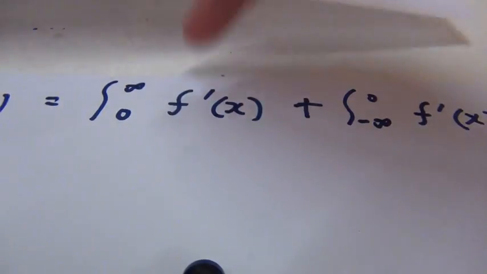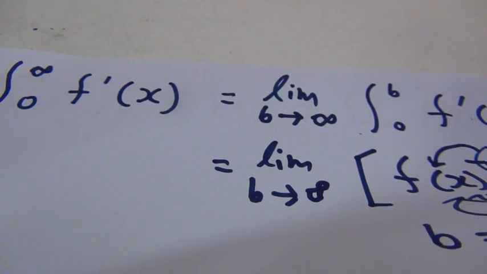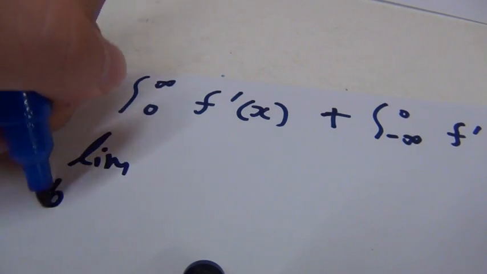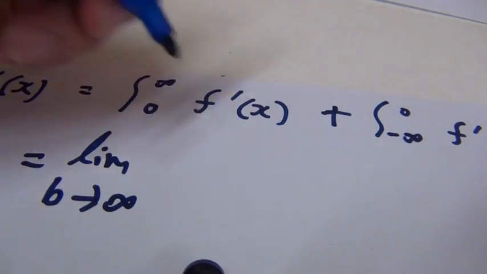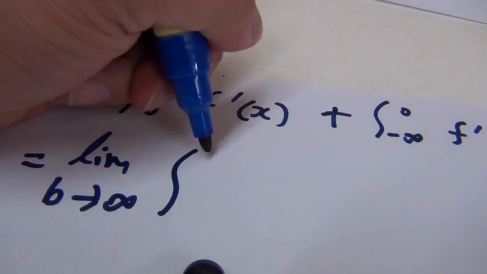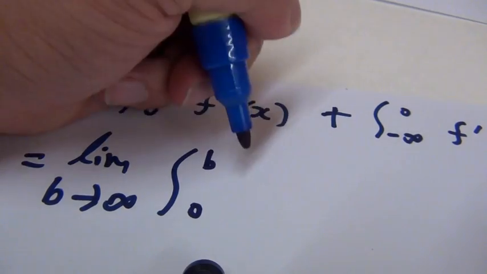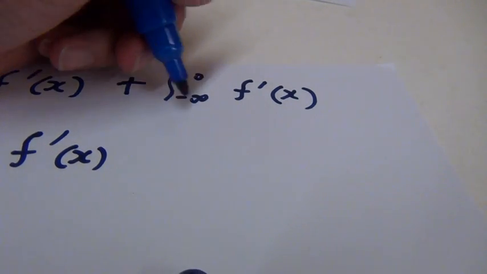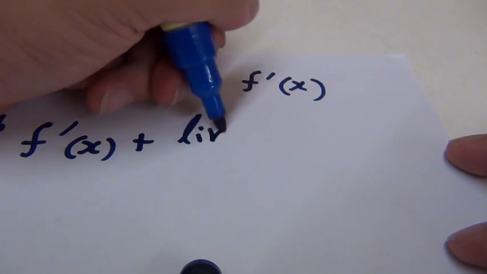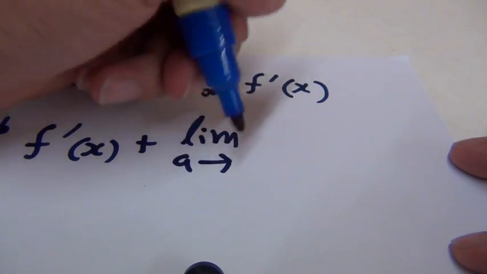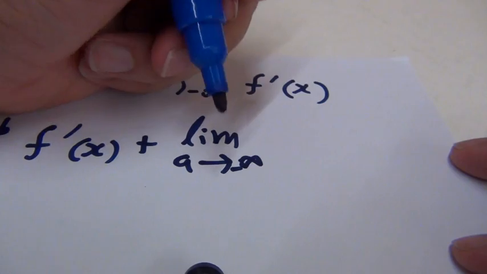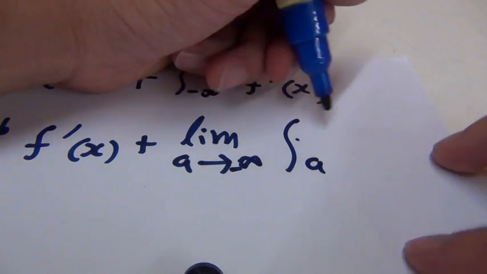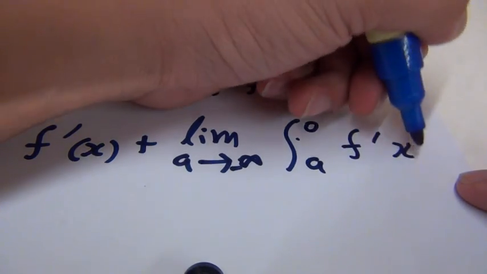You see this one is quite similar to the question that we did before, right? So just do it the same way. Put the limit in front, b approaching infinity, and you get the same thing: b and 0, f dash x. This one is a little bit different because you're substituting the lower limit, so we don't use b, we use, let's say, a approaching negative infinity, because it's negative infinity. So here's a, and 0, f dash x.